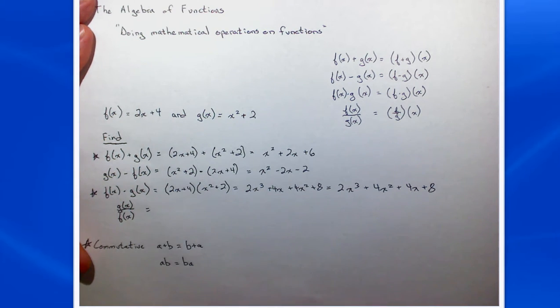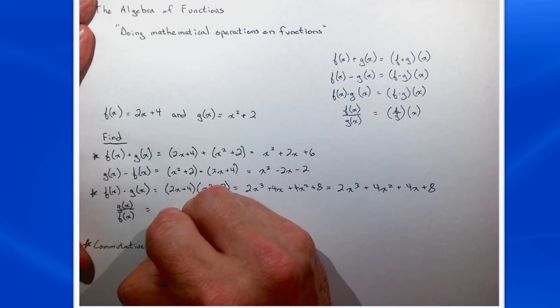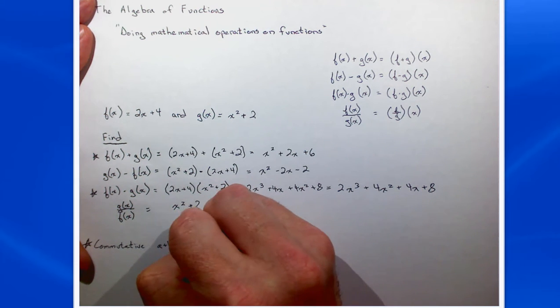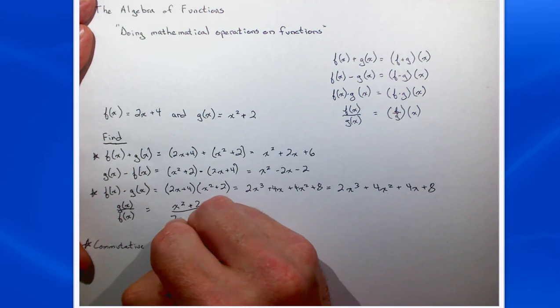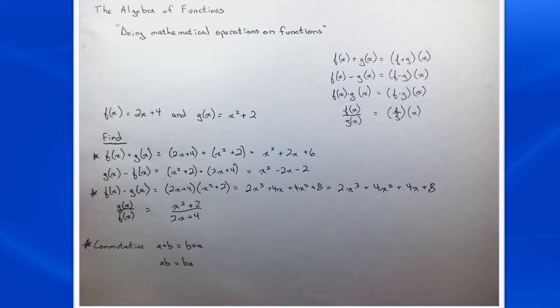And then my division, or my quotient, or my rational function, we're not going to simplify unless we can, unless we could factor a couple of terms out, but otherwise we will just leave it as the function of g of x over the function of f of x.